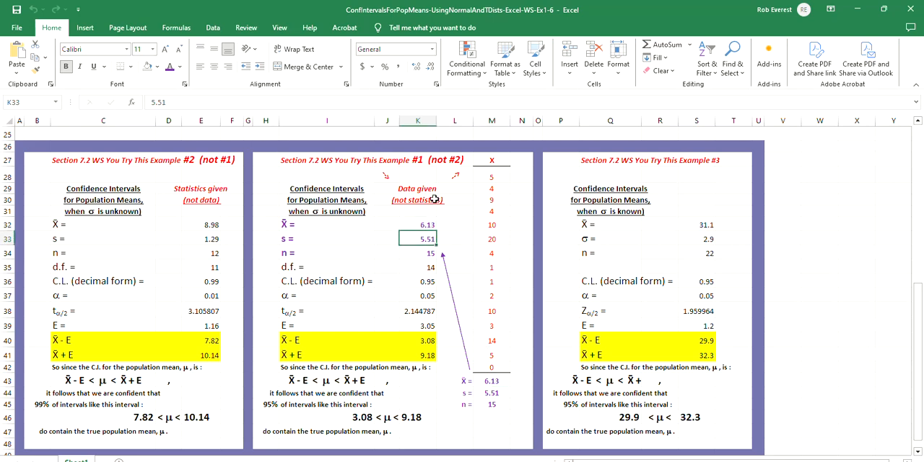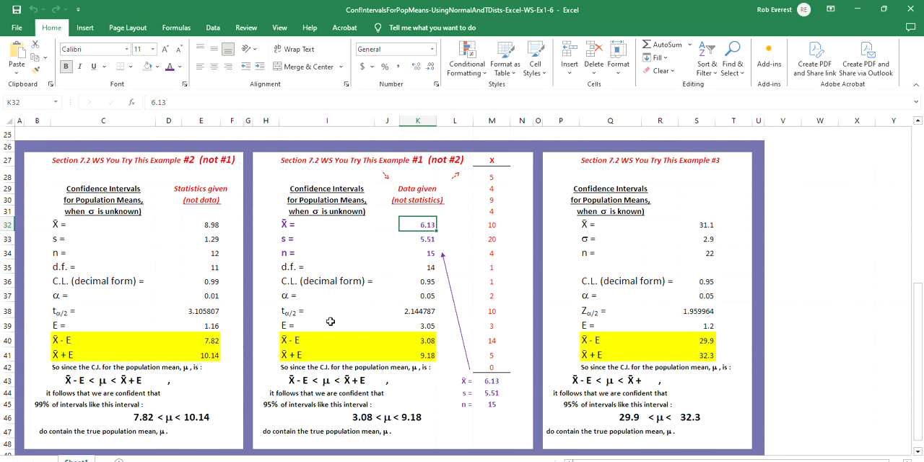When data is given, we're assuming again that sigma is unknown. So we're back to using the t-critical value, and the t-inverse value used to find the error computes an error of 3.05. And when you add and subtract that to the more accurate version of x bar, the sample mean, we get 3.08 and 9.18, which is not the 3.05 and 9.15 that you see on the worksheet key.